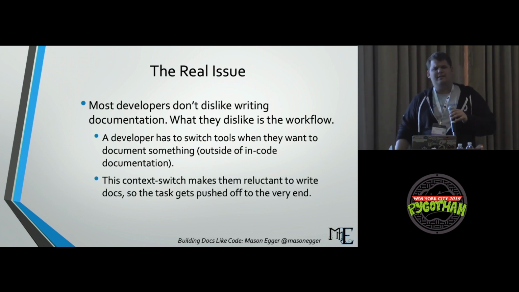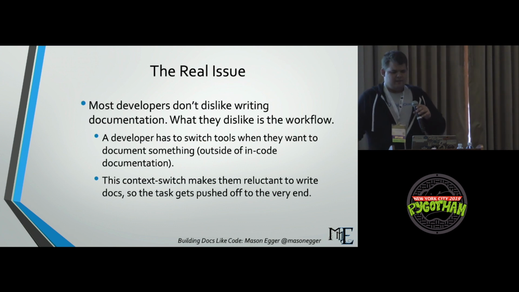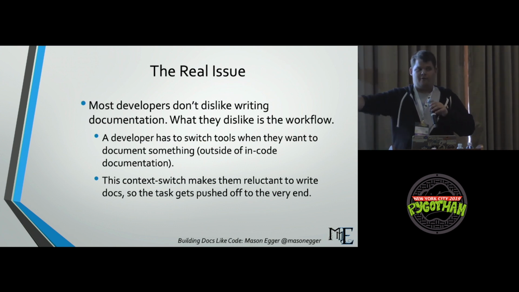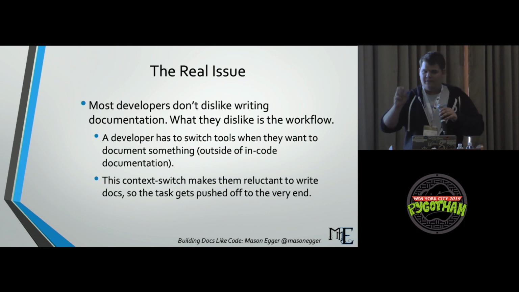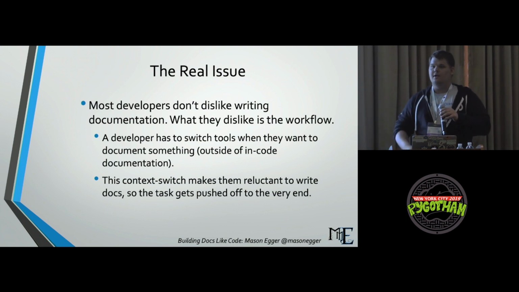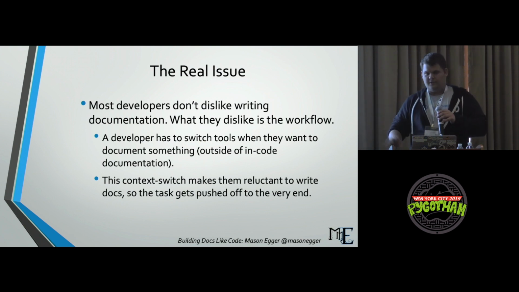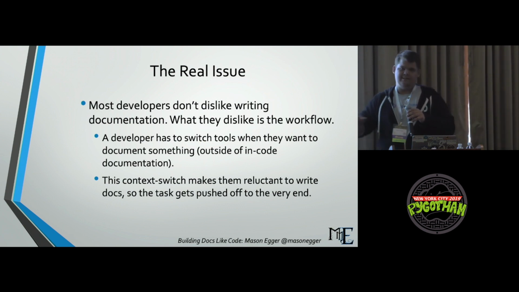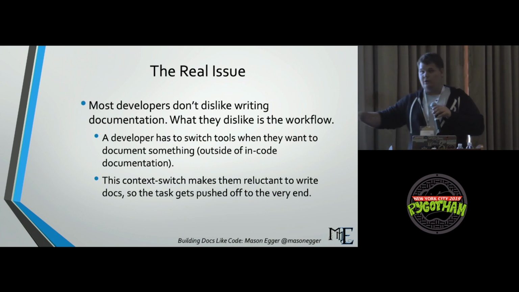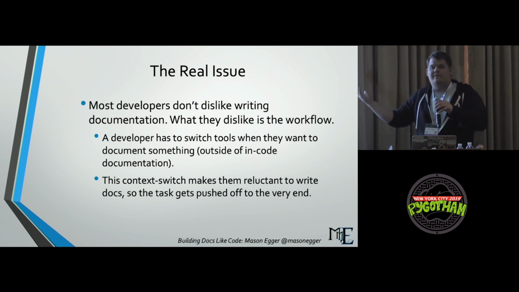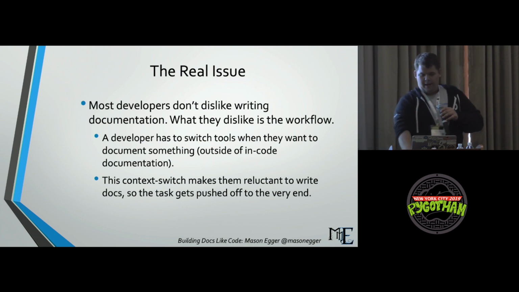And this context switch makes everybody pretty reluctant to write the docs. So this task ends up getting pushed off. Okay, I'm not going to do it with this commit. I'm going to do it at the end of this ticket. Okay, I'm not going to do it at the end of this ticket, but I'll do it at the end of this sprint. Okay, well, we're not going to do it at the end of this sprint. We're going to wait till we get to a release, and then I'm going to write the docs. And it just keeps getting pushed down and down the road until eventually the docs just fall off the edge, and then you don't have documented stuff. And this happens a lot.